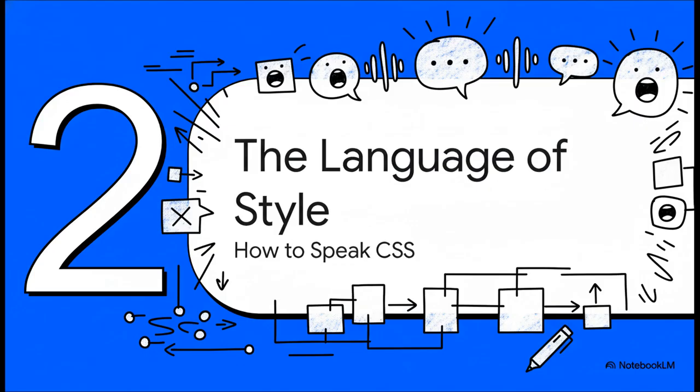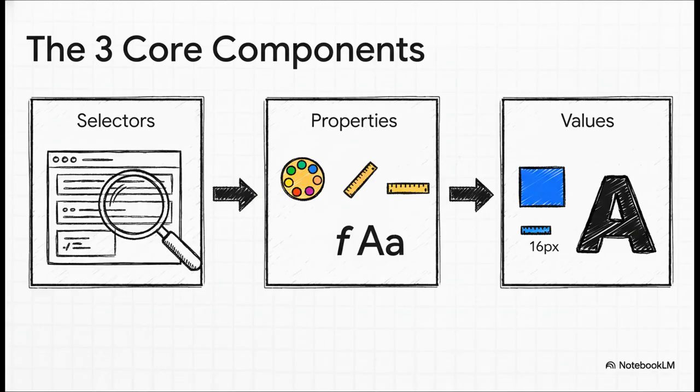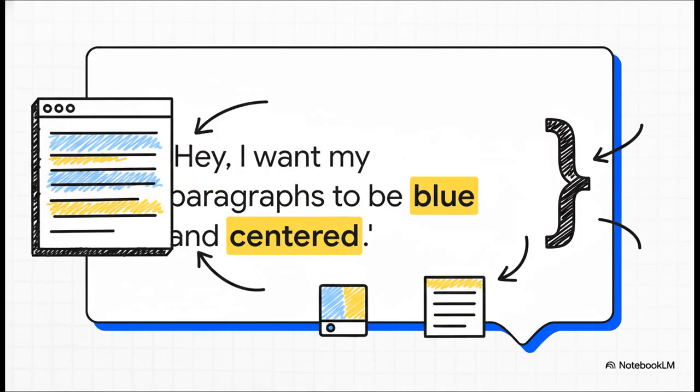Let's break it down. So, anytime you write a CSS rule, you're really just making a simple statement with three parts. First, you've got the selector. That's what you want to style, like a headline or a paragraph. Then you have the property. That's what about it you want to change. Maybe its color or its size. And finally, the value. That's how you want to change it. Make it blue, make it bigger, you get the idea. Seriously, that's all it is.